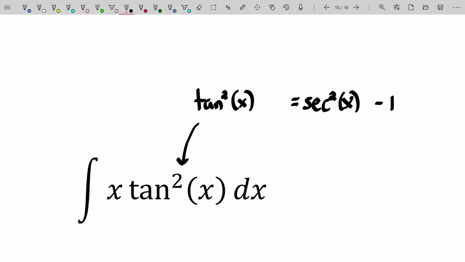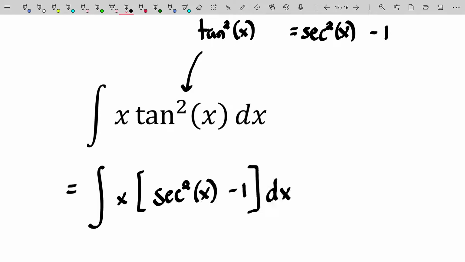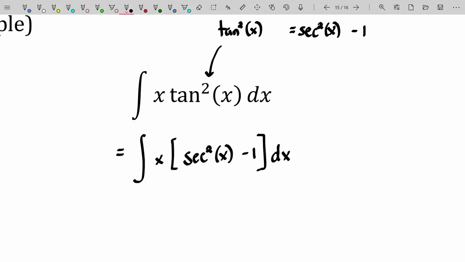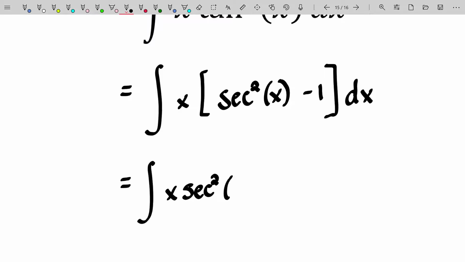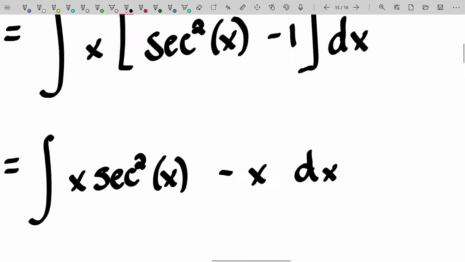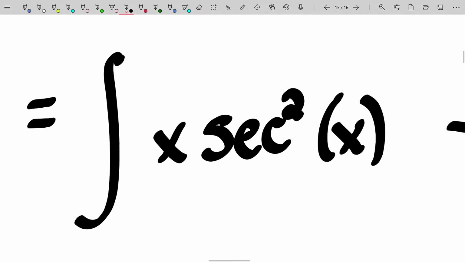And you may say, well, that doesn't look any better. In fact, it looks worse than the tangent squared. Well, give it a try. Notice in this instance right here that you can distribute the x through that parenthesis. The second term, the negative x dx, that's going to be easy to integrate. That's just going to be x squared over 2. So really it comes down to, can I integrate this? And you may say, well, that looks just as hard as asking what's the integral of x tangent squared.